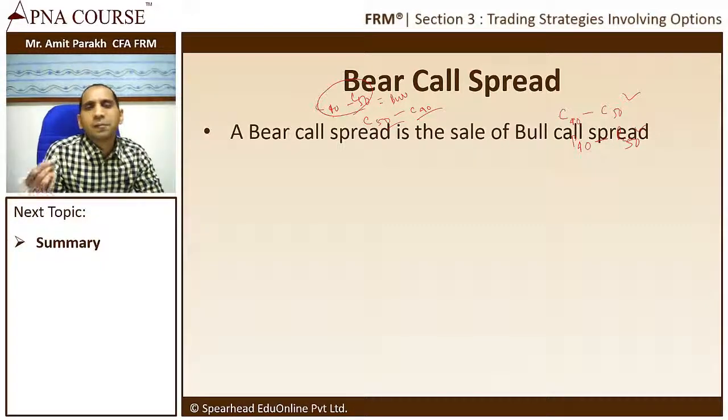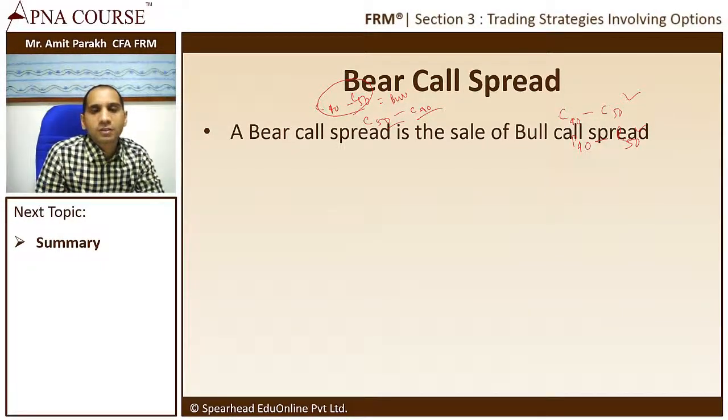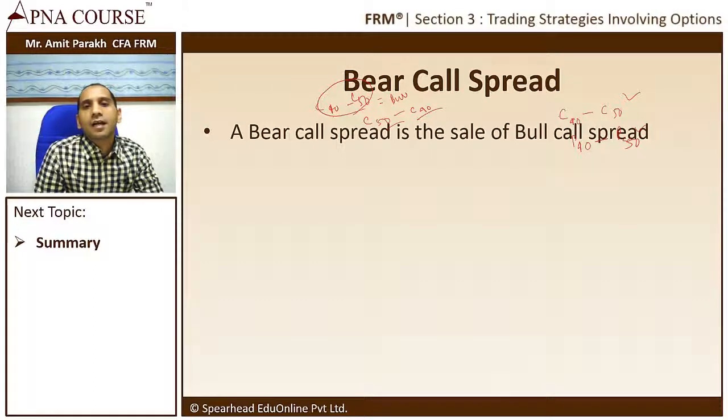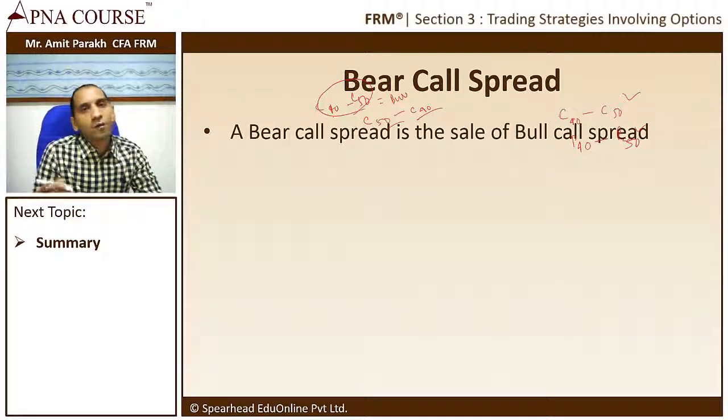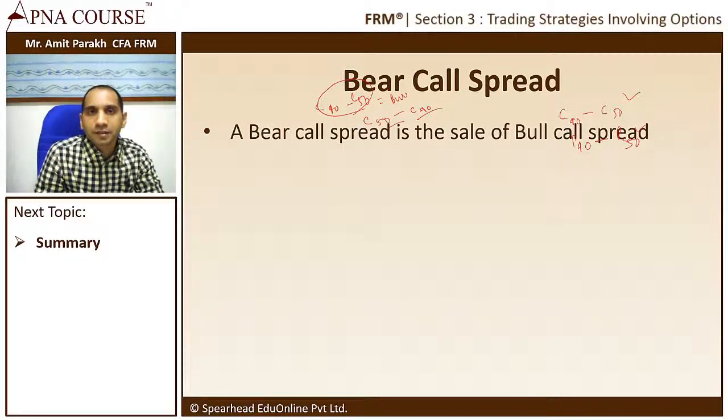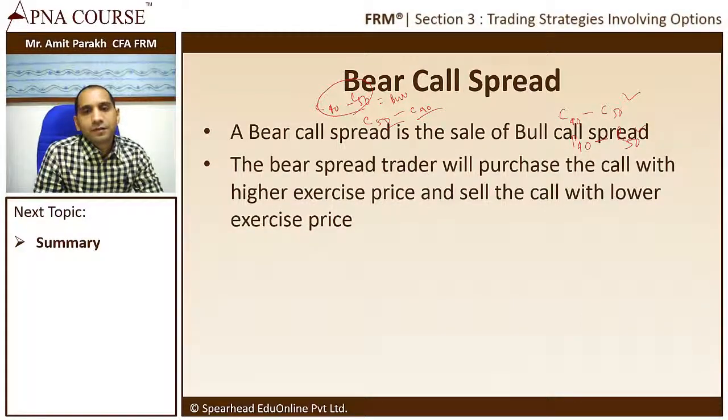So clearly there will be a net premium inflow as far as this strategy is concerned. The underlying view when I create a bear call spread is that the stock will not rise, rather it will fall. Hence both the options would be out of the money and I will take home the premium that I pocketed, right? So the bear spread trader will purchase the call with the higher exercise price and sell the call with the low exercise price.